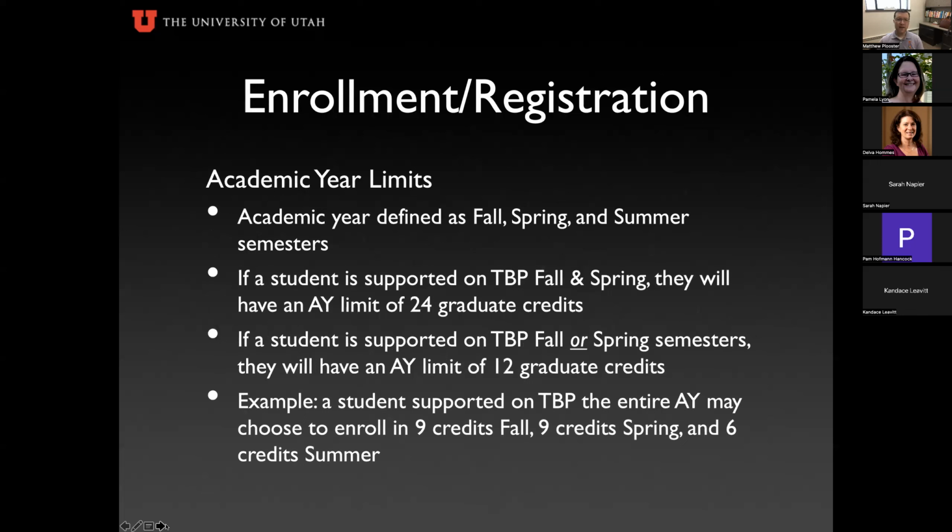Academic year limits. Academic year is defined as fall, spring, summer. If a student is supported on tuition benefit fall and spring, their academic year total is 24 credits. And so if you have a student who is being supported on tuition benefit during the summer, they have 24 credits over fall, spring, summer. But if your student is only on tuition benefit fall or spring, then that 1 semester plus summer, the total is 12. So if you have a student who is on tuition benefit the entire academic year, fall, spring, summer, but they use 12 credits during the fall, 12 during the spring, they will have 0 credits eligible during the summer.